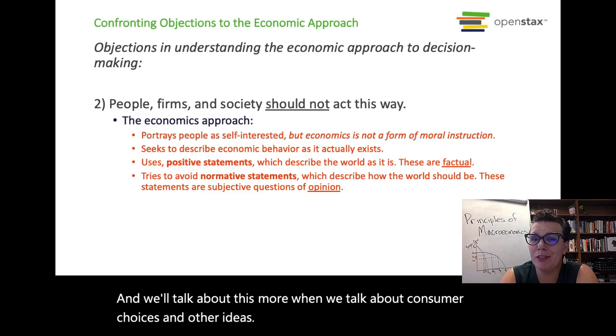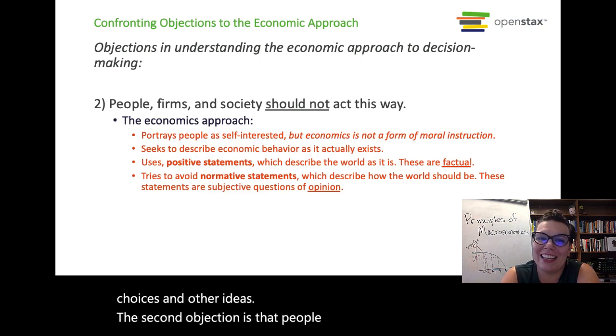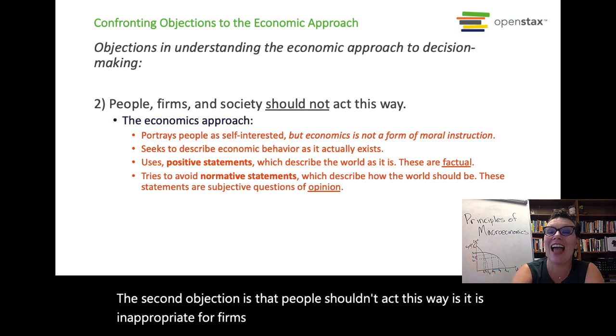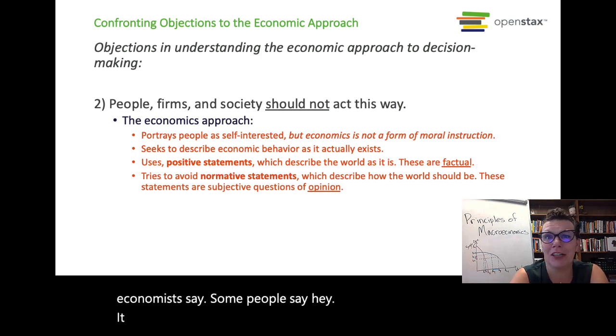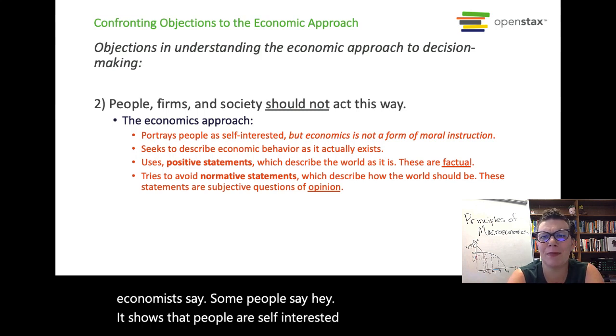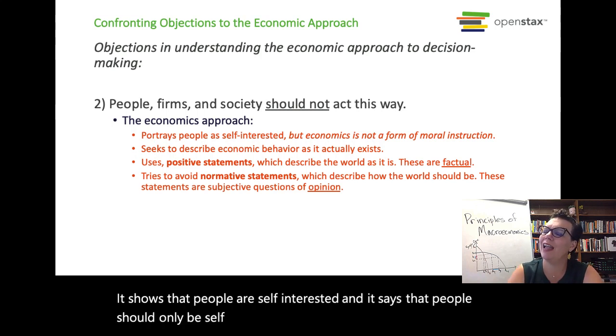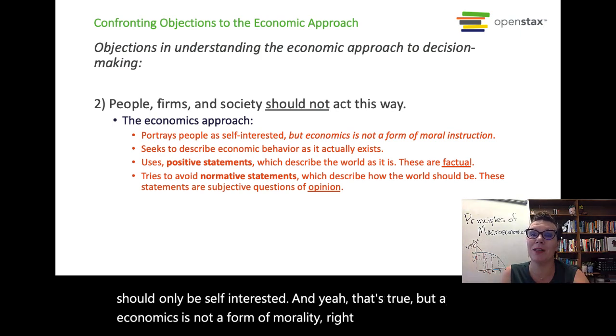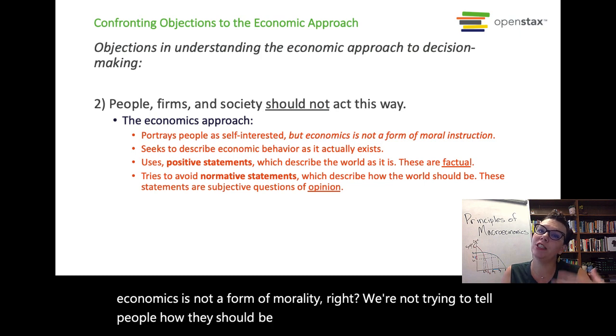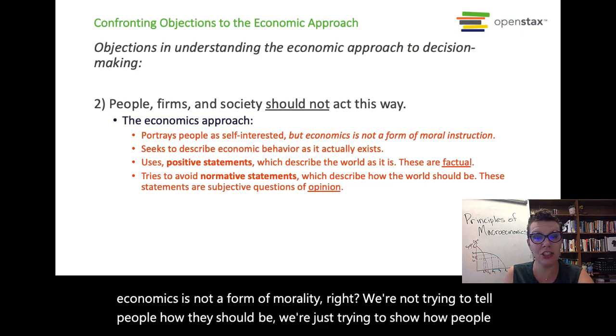The second objection is that people shouldn't act this way. It is inappropriate for firms, society, and people to act the way economists say. Some people say, hey, it shows that people are self-interested. It says that people should only be self-interested. And yeah, that's true. But economics is not a form of morality, right? We're not trying to tell people how they should be. We're just trying to show how people tend to make decisions.